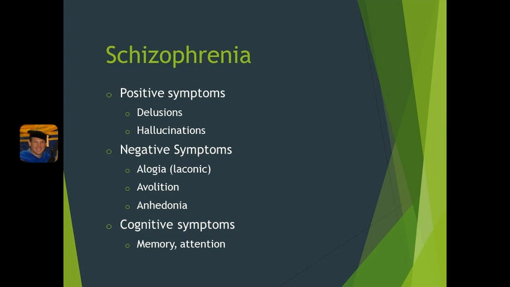Avolition is lack of will, so they don't have the ability to do something. It's kind of like they're depressed in a sense. Anhedonia is the inability to enjoy pleasure. These would be things that an ordinary person can do, but the person with schizophrenia can't because of the negative symptom. Negative symptoms are often caused by medications that we're treating the positive symptoms with. And then finally, there are some cognitive symptoms associated with schizophrenia, such as memory issues and lack of attention.